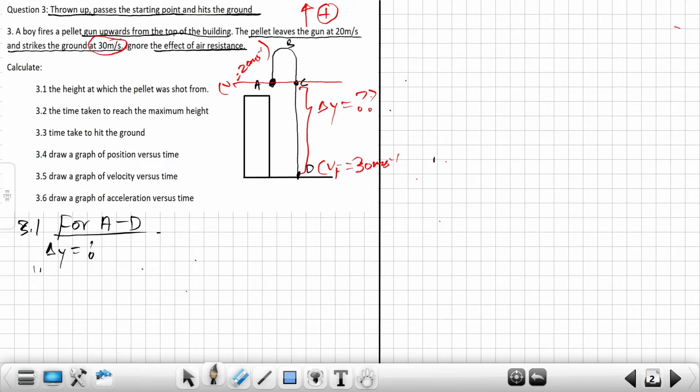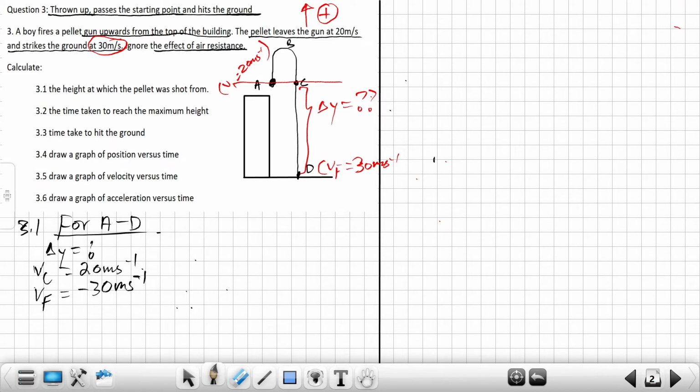Do I have VI? Yes, I have VI. It's upward. It is 20 meters per second. Do I have V final? Yes, I have V final, which is equal to minus 30 meters per second, because now it is moving downwards.